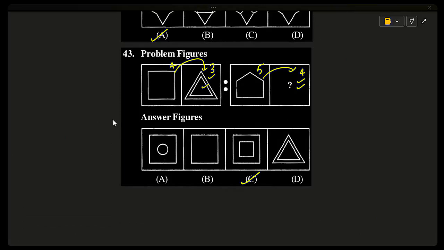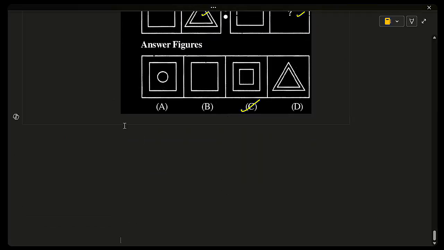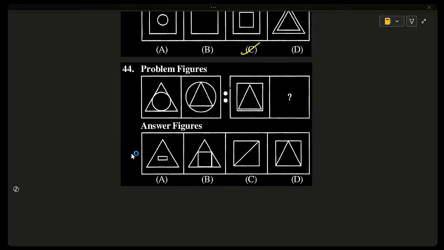Next, 44 and 45. This is the 44th, what is the relationship between the first two? The triangle is going inside and the circle is coming outside. They're exchanging their places and touching each other. Similarly, the triangle should go out and the square should come inside and they touch each other. Square inside, triangle outside. That is seen in option B. And the last question in this part.